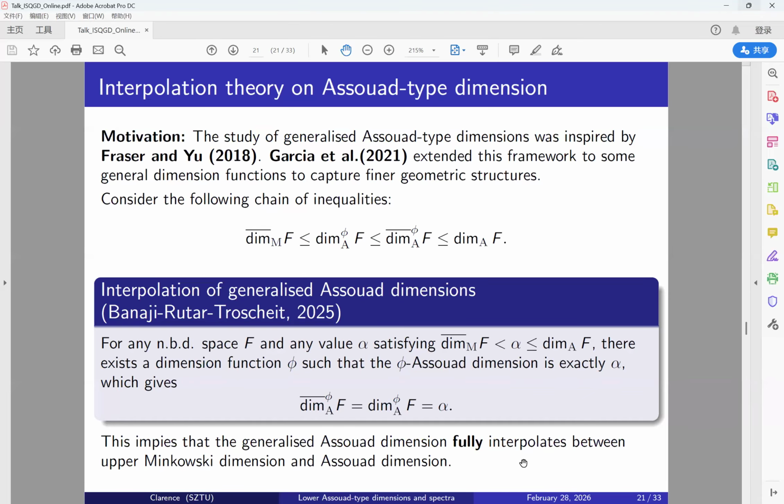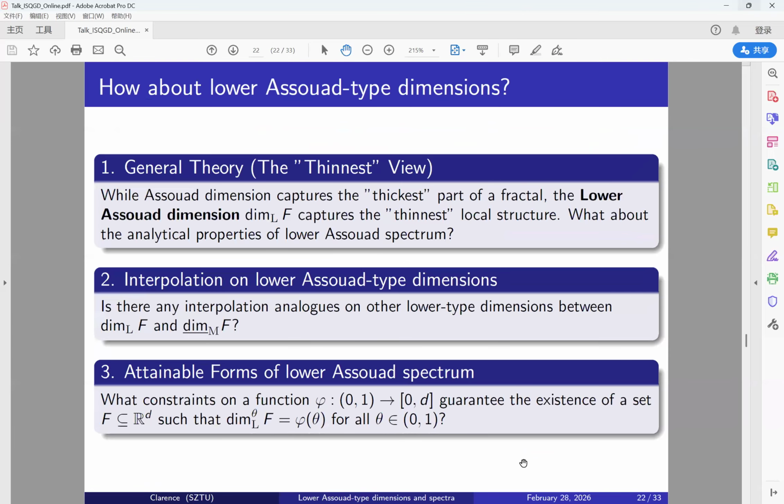Well, compared to the well-studied Assouad dimension, a natural question is, how about the lower Assouad dimensions? Since the lower Assouad dimension is a natural dual to the Assouad dimension, based on the Assouad dimension settings, we have continuity estimates, limit behaviors, interpolation theory and classification. So how about the lower dimensions?